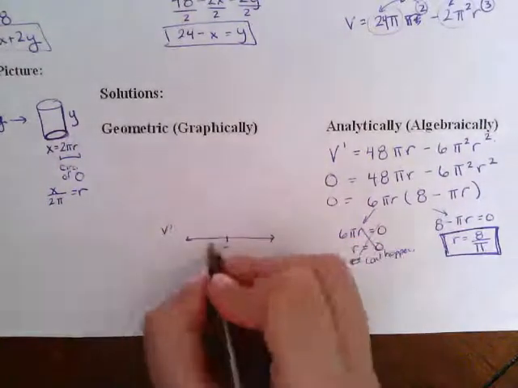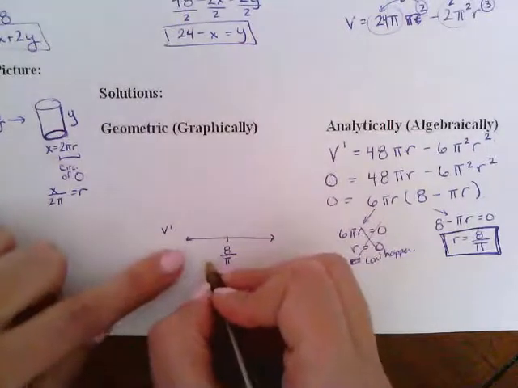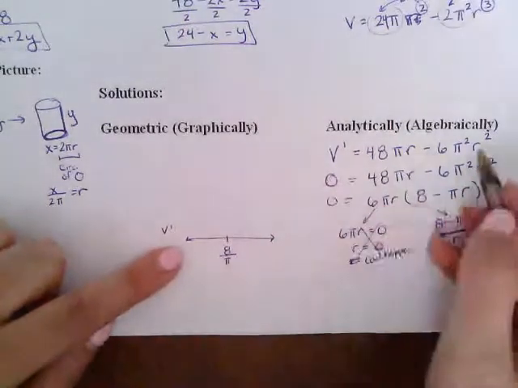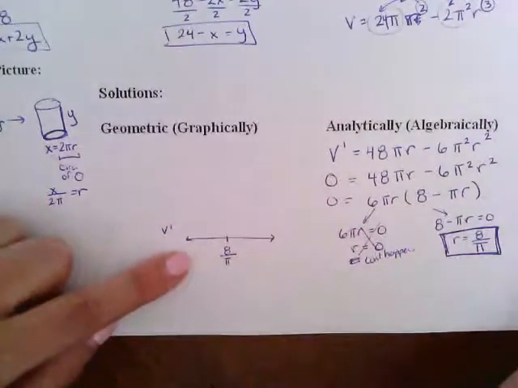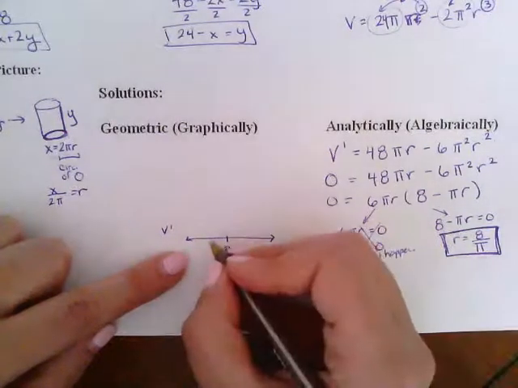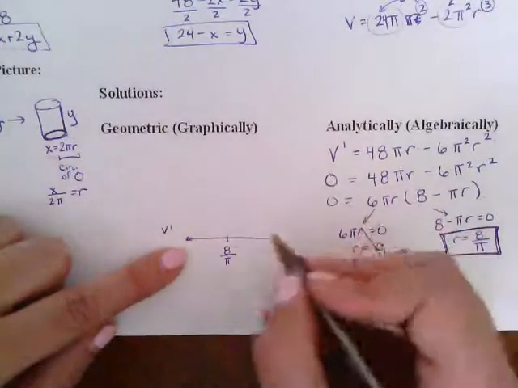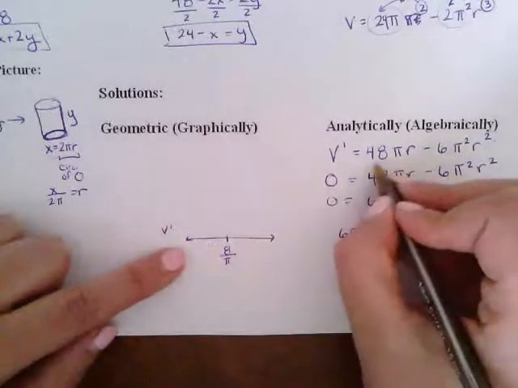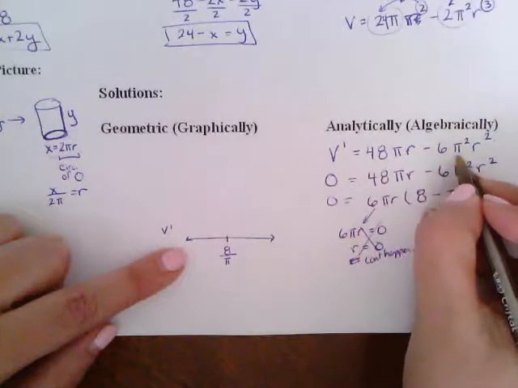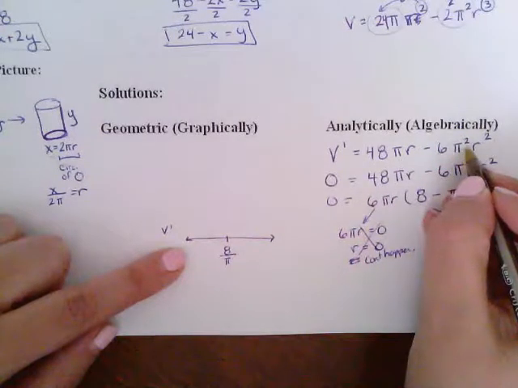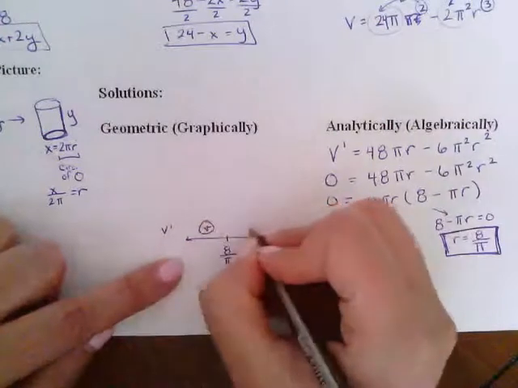And I want to see what happens if I plugged in a number before 8 over pi into this derivative and after 8 over pi. So before 8 over pi, you can pick a number, 1. It doesn't really matter, and that's going to go in for r. So if you pick 1, you're going to get 48 pi minus 6 pi squared. Once you do the math, you end up with a positive.